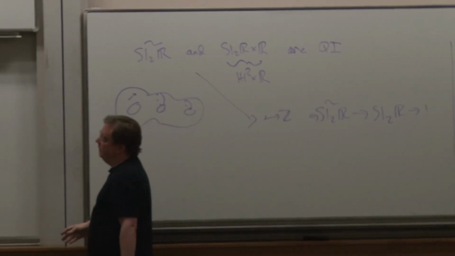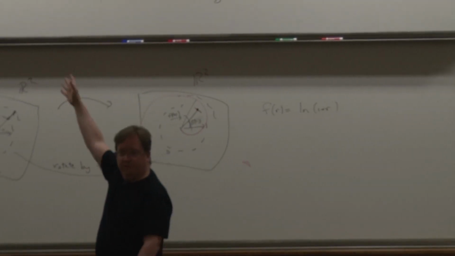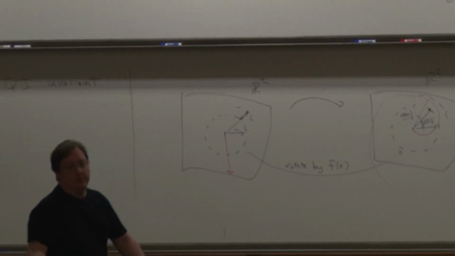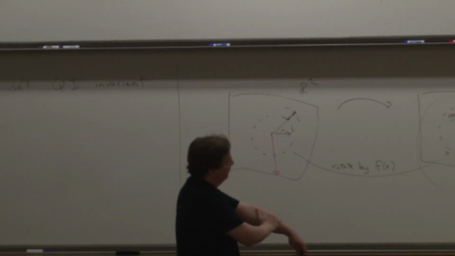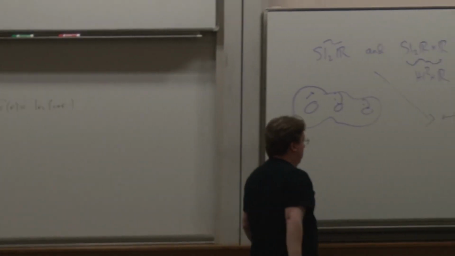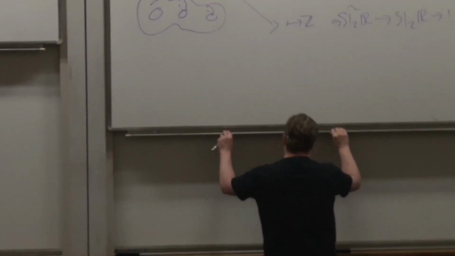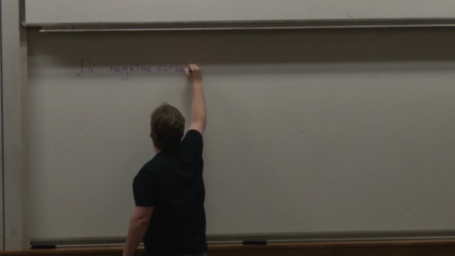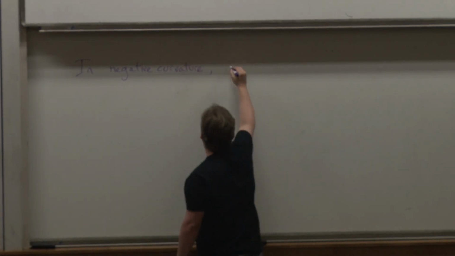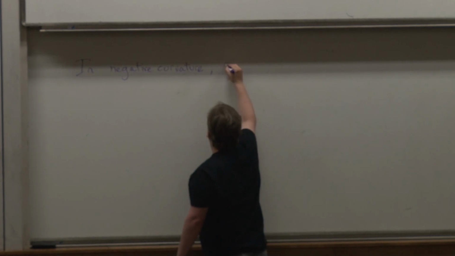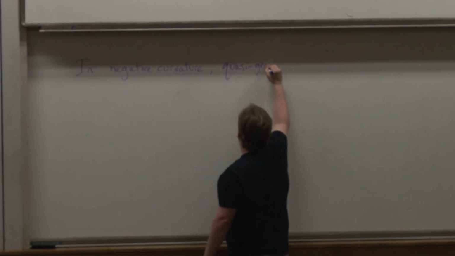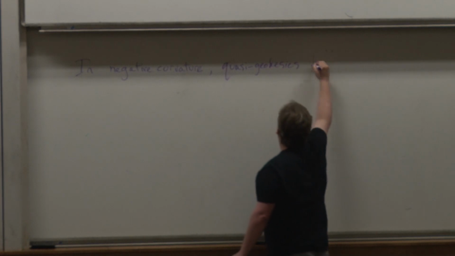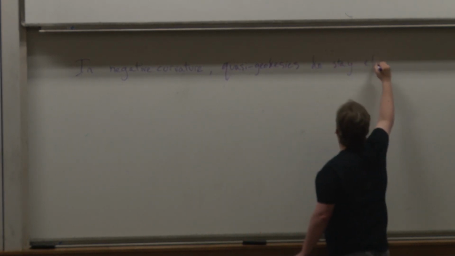all right, so the upshot of all of this is that while being CAT(0) is nice from a geometric point of view, it doesn't necessarily help us that much from a quasi-isometric point of view, because we don't have control over what geodesics are doing. So in negative curvature, quasi-geodesics do stay close to geodesics.